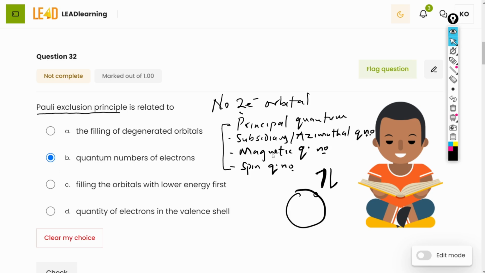This principle has to do with the quantum numbers of electrons, that no two electrons occupying the same orbital will have the same values for the four quantum numbers.